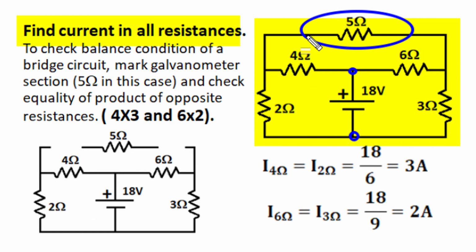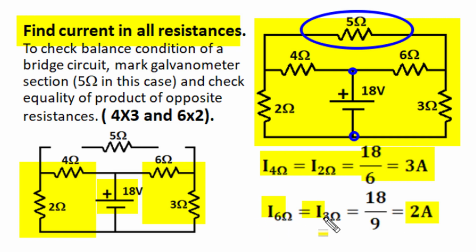Now after open circuiting the galvanometer section, this 4 and 2 ohm are in series, and this 6 ohm across 18 volt would have 3 ampere current. So current of 4 ohm and 2 ohm is 3 ampere. Similarly, this 6 ohm and 3 ohm are in series, and across this series combination of 9 ohm, 18 volt will produce 2 ampere current. So current of 6 ohm and 3 ohm is 2 ampere. So we have obtained current of all resistances, as this is a balanced Wheatstone bridge.